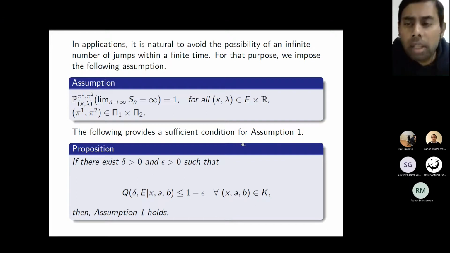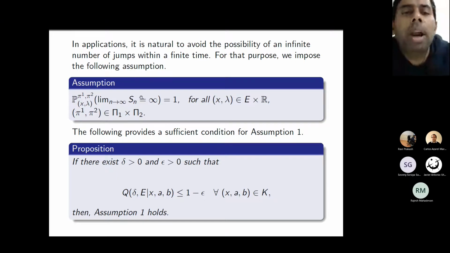Now you see, how does the process evolve? It stays at a particular state for a random amount of time and then it jumps. But in applications, it is natural that you want to avoid the possibility of an infinite number of jumps in a finite time. For that, you need some assumption. Remember, Sn is the time of the nth jump. So you are assuming that the limit as n goes to infinity of Sn is equal to infinity. That means in a finite time, there will be only a finite number of jumps with probability 1, no matter what the initial condition is and no matter what policies the players are following.